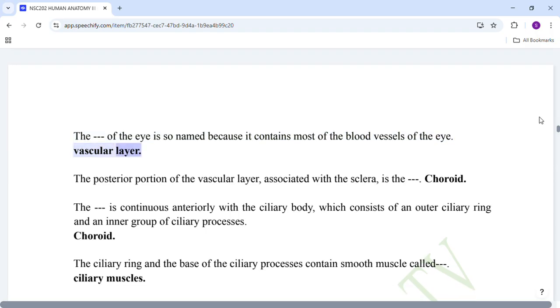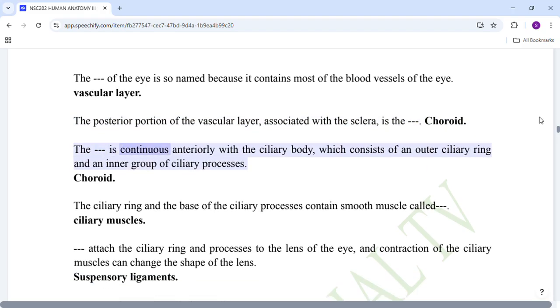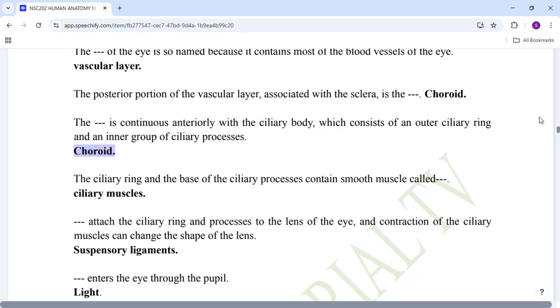Vascular layer. The posterior portion of the vascular layer, associated with the sclera, is the choroid. The choroid is continuous anteriorly with the ciliary body, which consists of an outer ciliary ring and an inner group of ciliary processes.